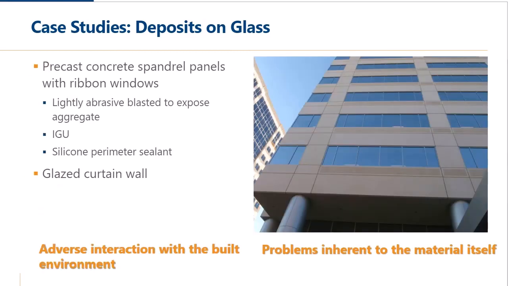So first we did some field studies and understood the construction of the building. What we had are precast concrete spandrel panels and ribbon windows on part of the building. The precast concrete had been lightly abrasive blasted to expose some aggregate. The windows were insulated glass units, and there was silicone perimeter sealant. So this was present on parts of 3 of the sides of the building. There was also glazed curtain wall present on parts of 2 sides of the building.